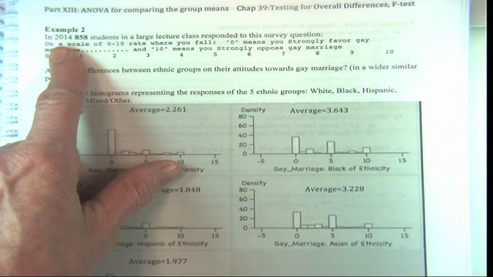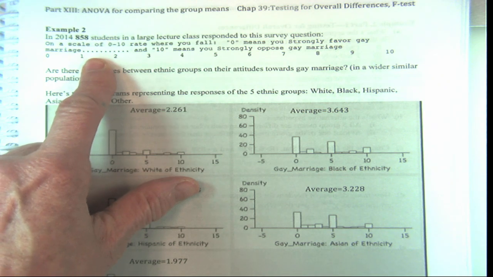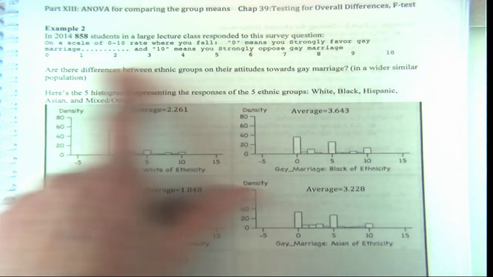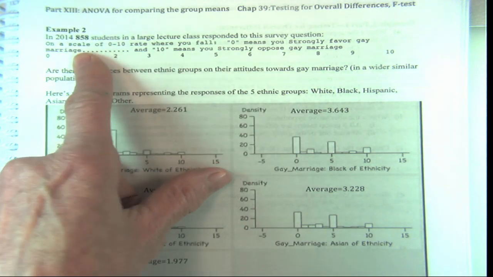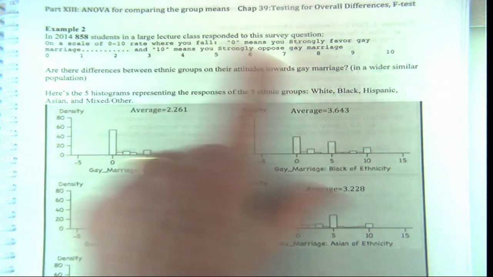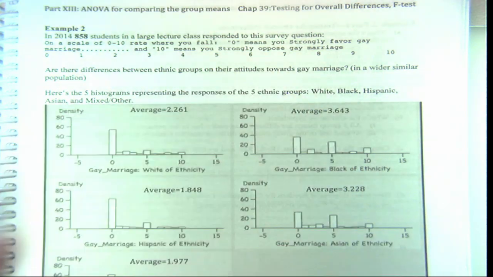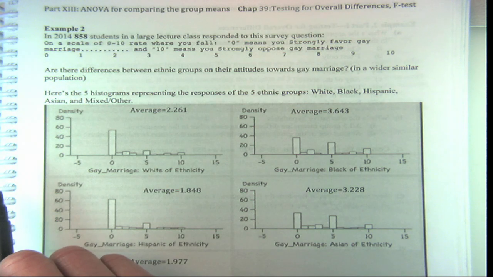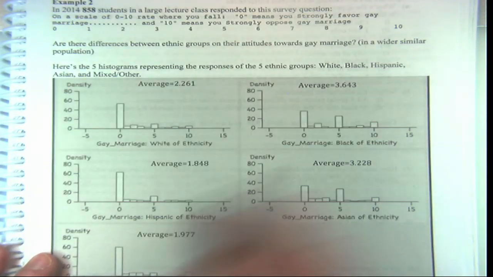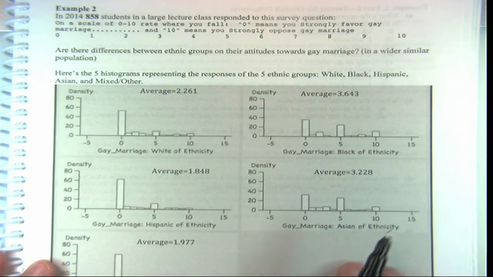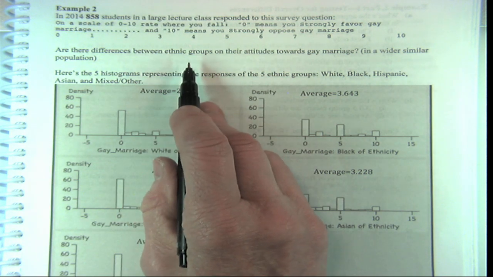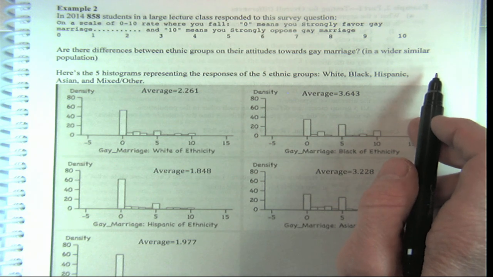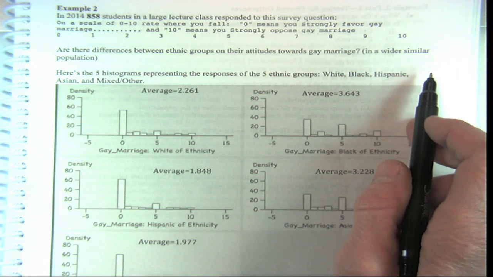This is data from a while ago, from 2014. On a scale of 0 to 10, rate where you fall. 0 means you strongly favor gay marriage, and 10 means you strongly oppose it. So I asked this of 858 Stat 100 students, and I got these different means. Okay? So are there differences between the ethnic groups on their attitudes towards gay marriage in the wider population? You imagine that they're chosen from some wider population.